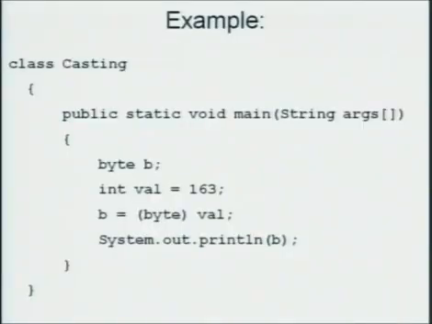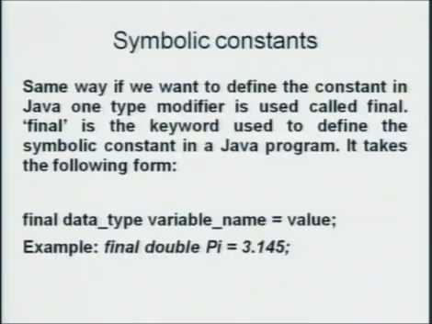Look at the example given over here. B is equal to (byte) val. Val is declared as an integer and it's temporarily converted into byte to put that value into variable B. So this is how the typecasting operation works. This particular program will print 163 as the output.